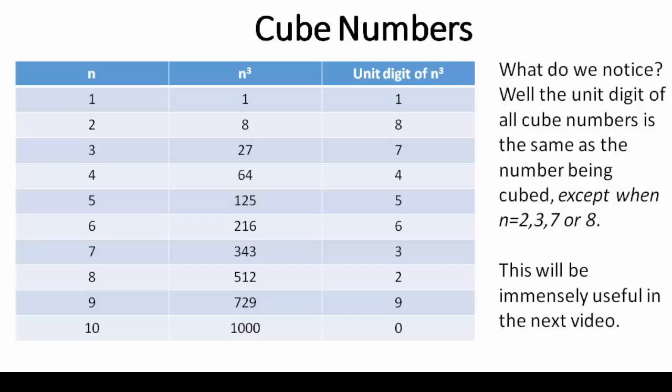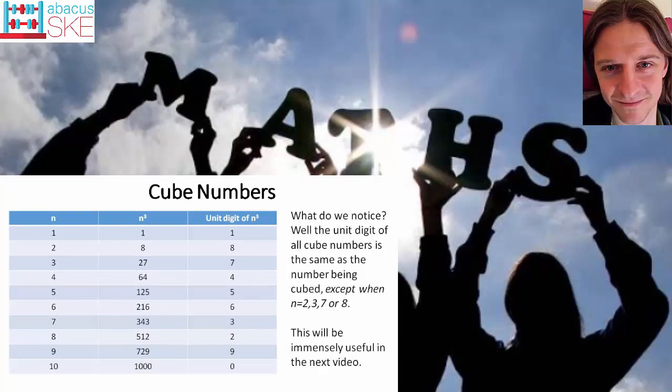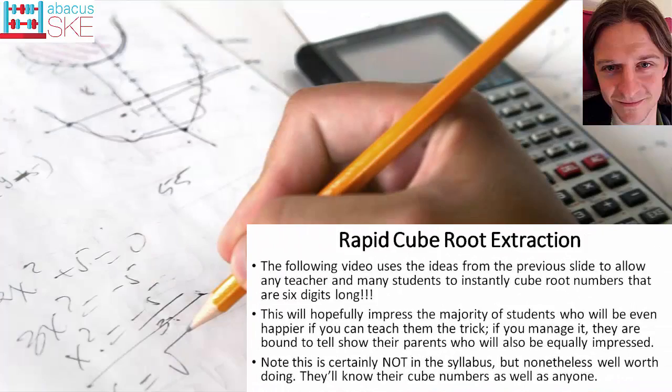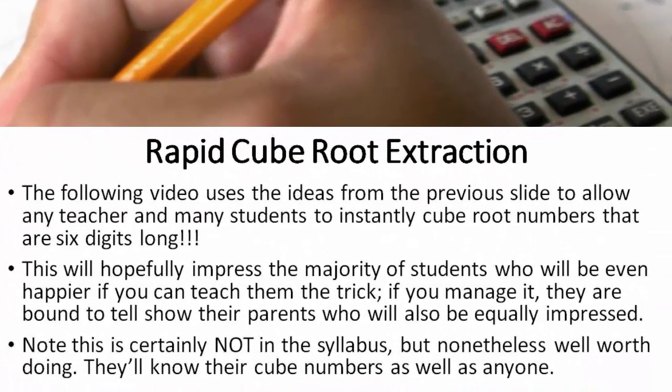Also pay attention for when n is 2 and 3, we get the unit digits of 8 and 7. And when n is 7 or 8, we get unit digits of 3 or 2. Notice that if we do 10 minus n there, we get the unit digit of n cubed. We're also going to use that in our next trick. So, in the next slide, I'm going to include a little video showing you how I perform rapid cube root extraction.